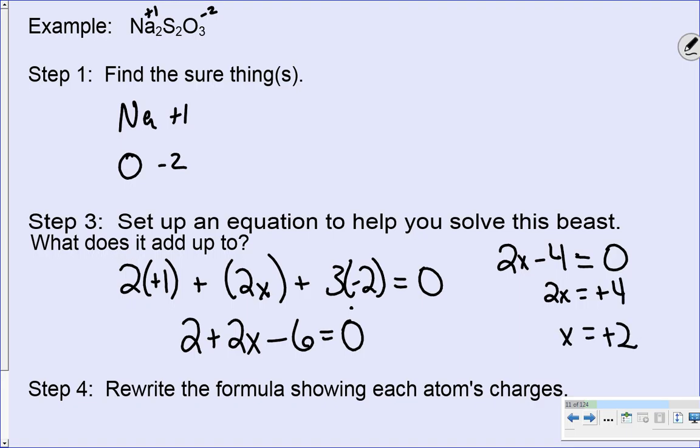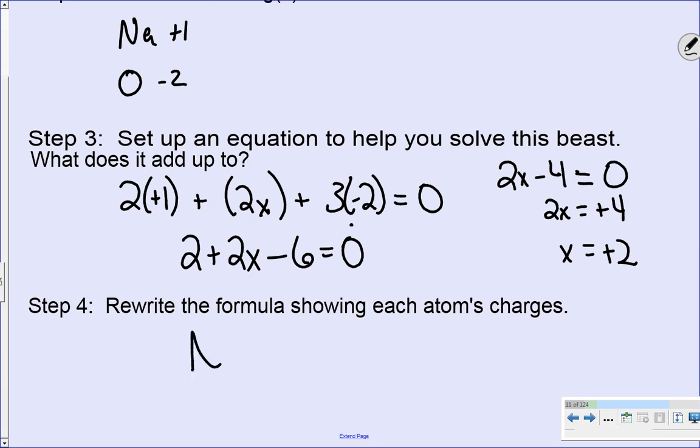So what you can do if you don't want to rewrite the formula showing all those charges, we've already got our +1 for sodium up top, our -2 for oxygen. We just have to write our +2 for sulfur. Or you can rewrite it if you so choose.